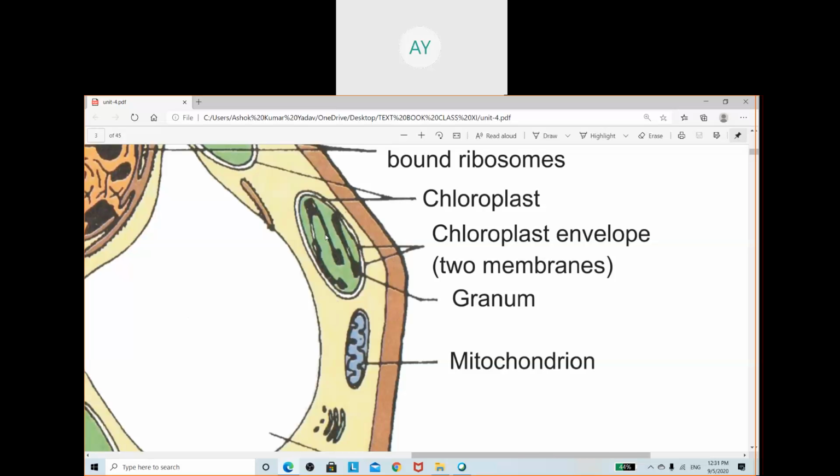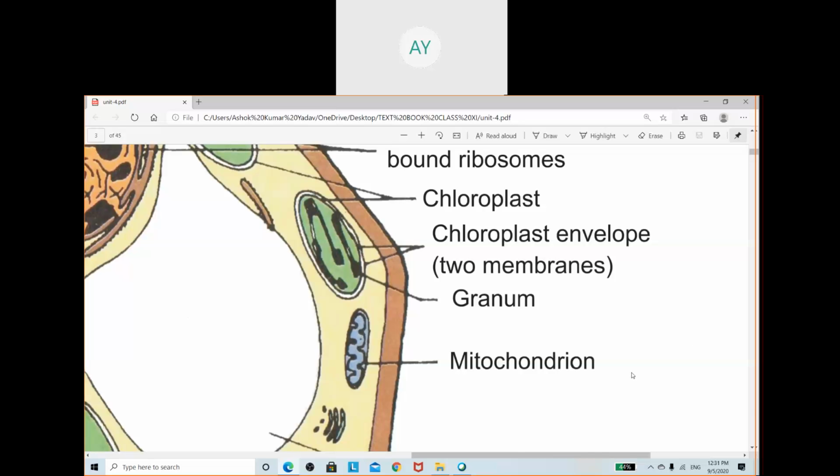But for F0, you are going to remove the C. The F0 F1 particle is present on the inner membrane, on the cristae surface. So the cristae surface contains F0 F1 particles, not all the area. So this is the major difference between chloroplast and mitochondria.